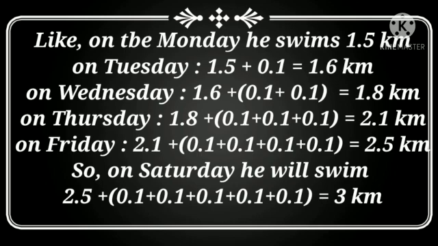On Thursday, 1.8 plus 3 times 0.1 gives you 2.1 kilometer. So on Friday, we will calculate 2.1 plus 4 times 0.1 gives you 2.5 kilometer. So on Saturday, he will swim 2.5 plus 5 times 0.1, that gives you 3 kilometer.